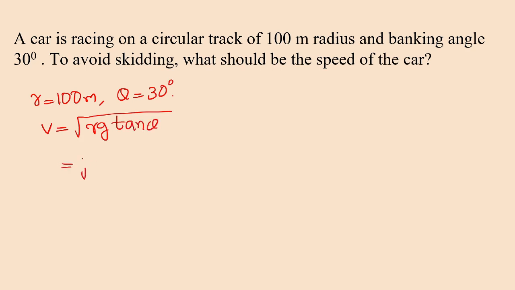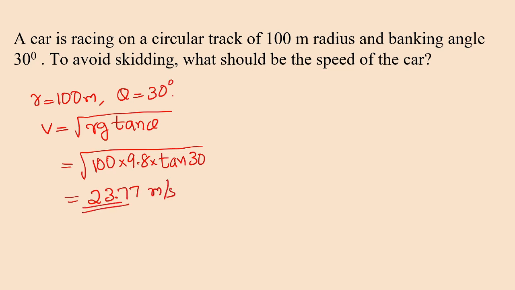So let us substitute, that is square root of 100 into 9.8 into tan 30 degree. So after the substitution, you can make the calculation, and you will get the optimum speed. The safe speed will be 23.77 meter per second. So this is the safe speed for the car. Okay.